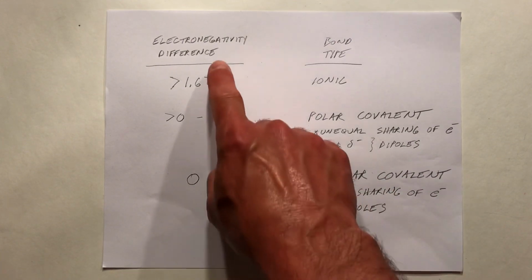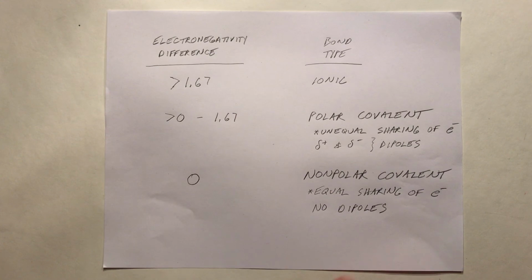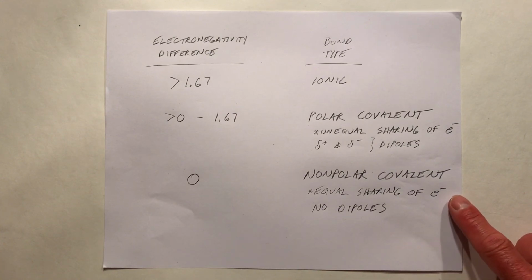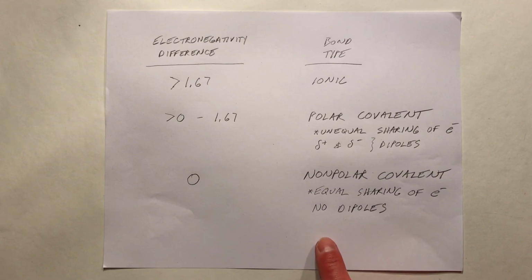If the electronegativity difference between two elements is 0, that is to say the two elements have the same electronegativity value, then we have nonpolar covalent bonding, and that means equal sharing of electrons, so no uneven distribution of electrons. It's an even distribution of electrons, and there are no dipoles.